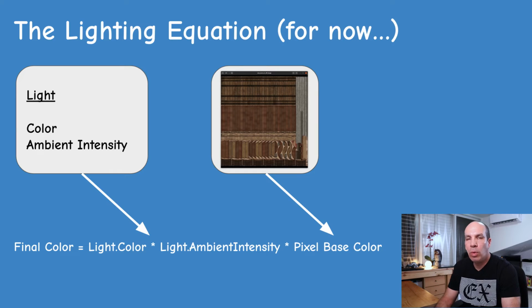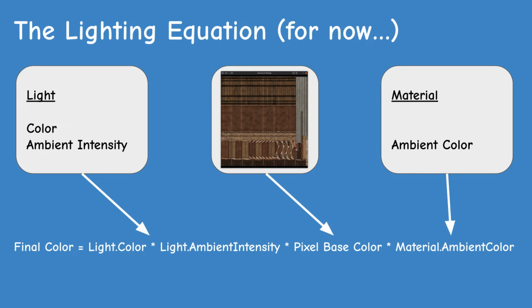The second part of the equation comes from the object itself. Here we have the color that is sampled from the texture. That's the base color of the object at the current pixel. We modulate it by multiplying it with the ambient component of the material. Most modelers enable us to define how much, in general, an object responds to ambient lighting, and this factor goes into the ambient component of the material. When we multiply all these factors together, we get the final color at the current pixel.